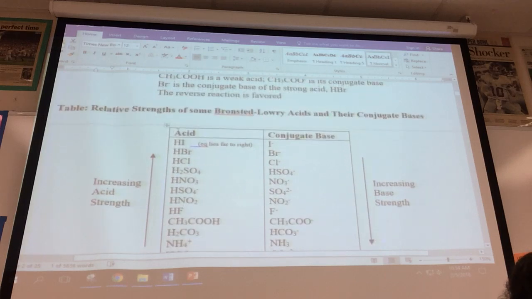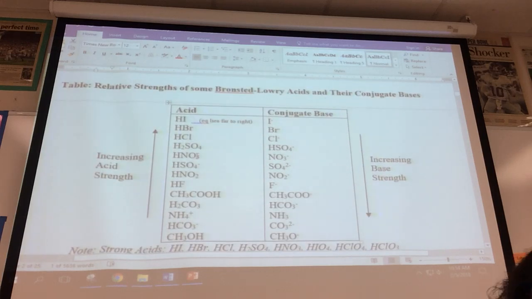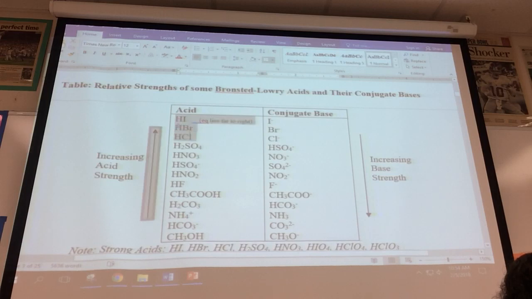If you're considering the relative strengths of some Bronsted-Lowry acids and their conjugate bases, hydroiodic acid is the strongest, then hydrobromic, then hydrochloric. And these are 3 binary acids. And we'll explain why hydroiodic acid is stronger than the other members of group 17. Sulfuric acid is strong as well. Nitric, there are some other strong acids too. So increasing strength of the acid as you go up. The stronger the acid, the weaker its conjugate base, so increasing base strength as you go down.